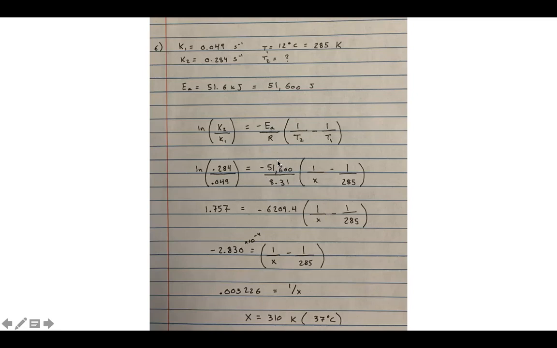I plugged in those values, and then it's equal to 1 over T2, which we're not sure. That's what we're solving for, so I'm going to denote it with X, minus 1 over T1 in Kelvin, which is 285. And I went through these calculations, and I eventually found that X was equal to 310 Kelvin, which corresponds with 37 degrees Celsius.